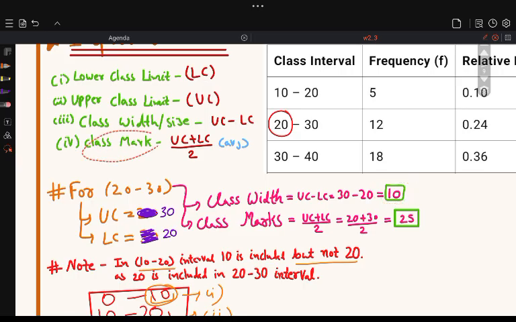And the class mark generally represents the average mark. For example, for this class, what will be the average? We take the lower class limit and upper class limit, then divide by 2, and we get the average to be 25 in this case. So these are the terms, and it is a method to calculate various things.